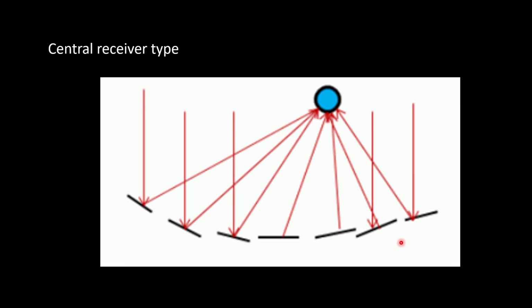Central receiver type system means there will be a number of mirrors called heliostats. The heliostat is a number of single mirrors that reflect the light back to a single point, which is usually at the top of a tower, and the position, direction and orientation of each individual mirror, or heliostat, is controlled individually at each time.